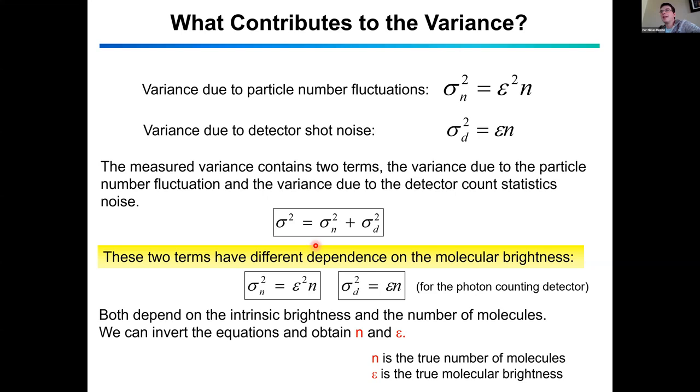So we can put the two together. The combined variance is the variance introduced by the number fluctuations of the molecules and the variance introduced by the detector noise.